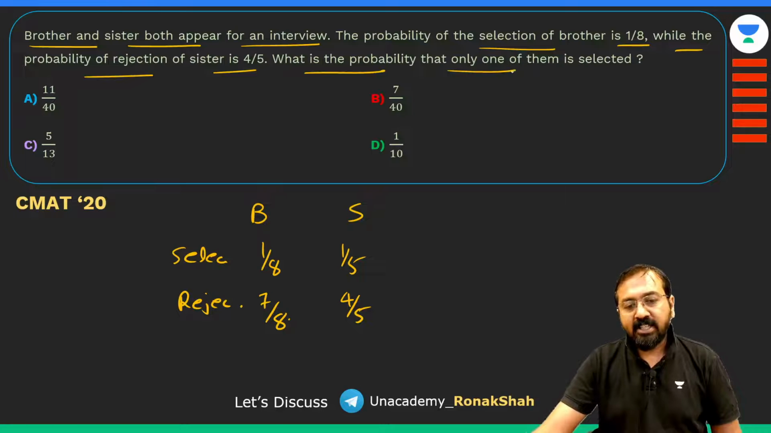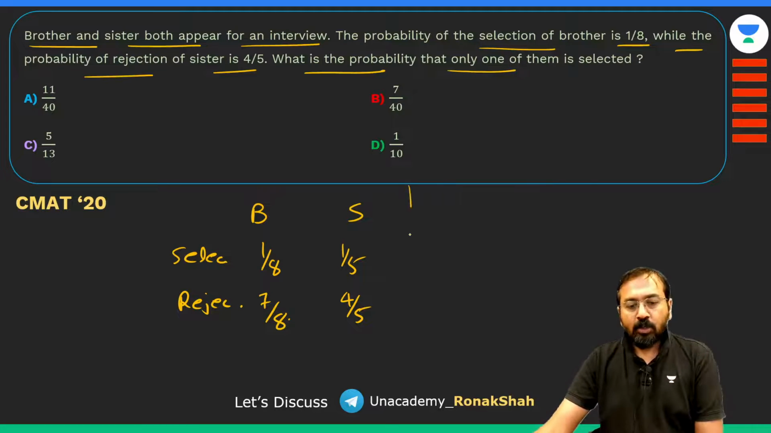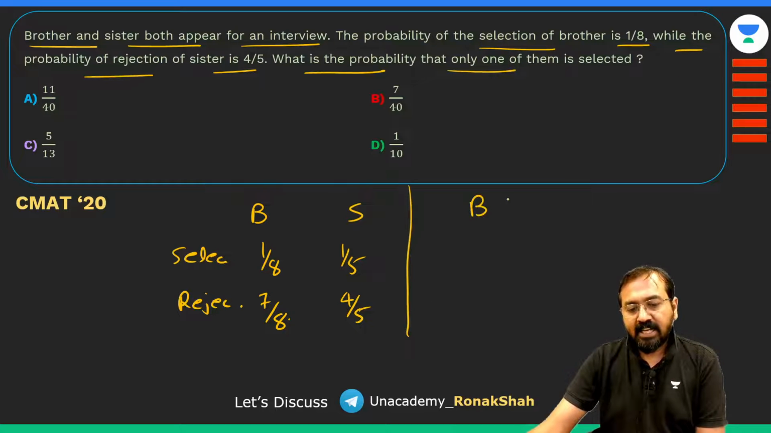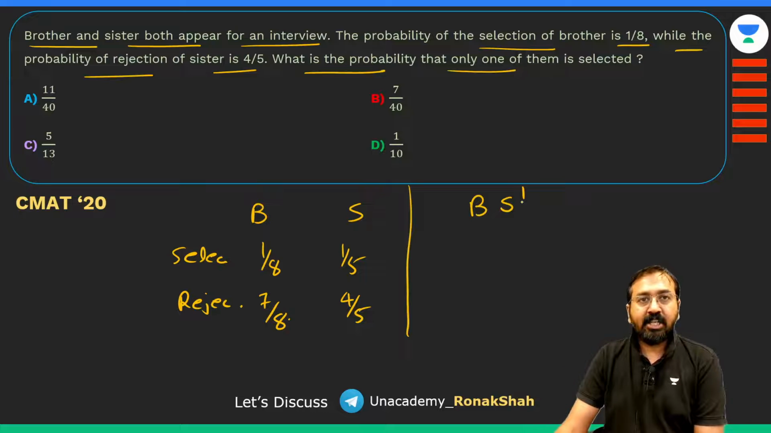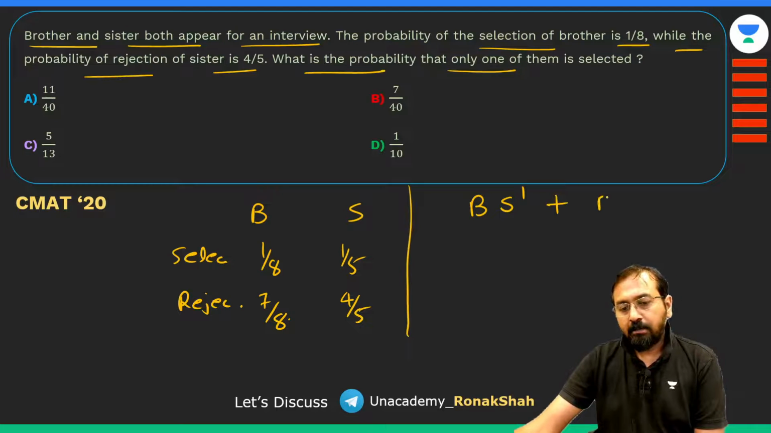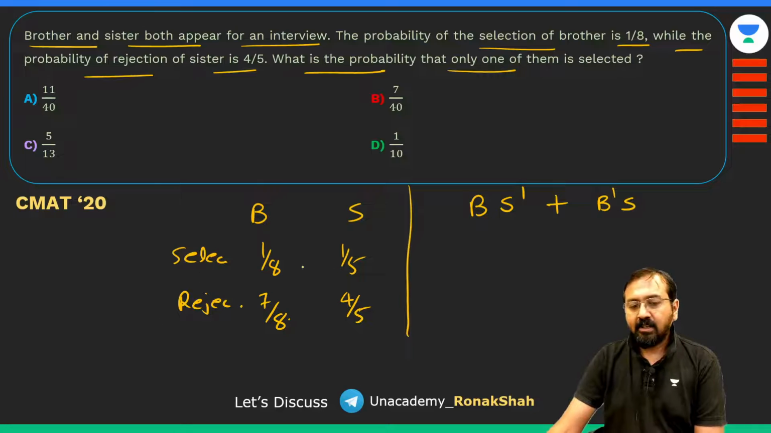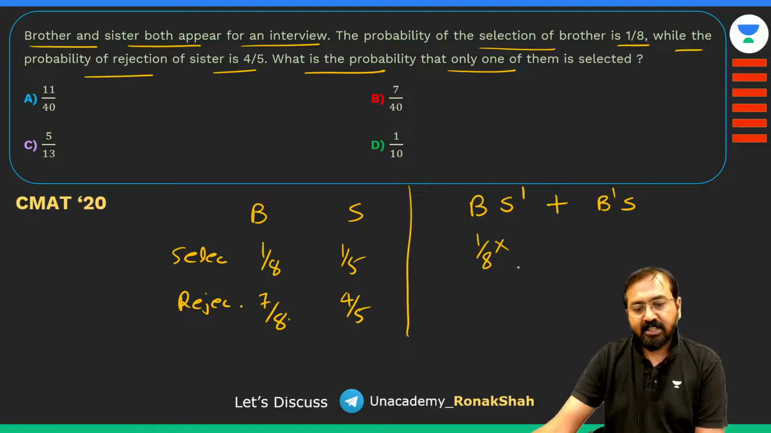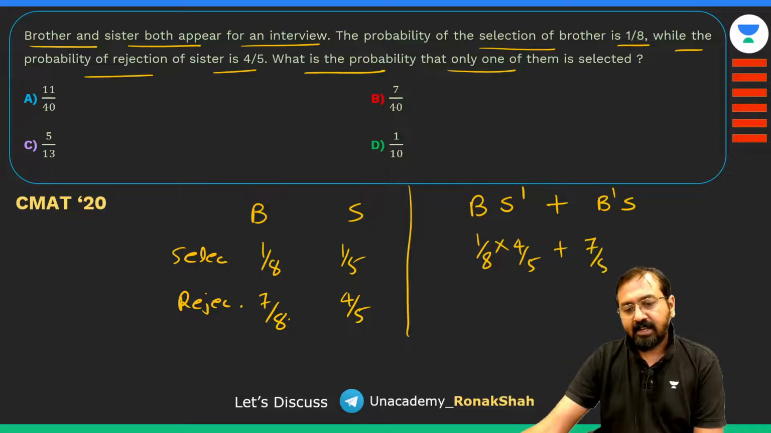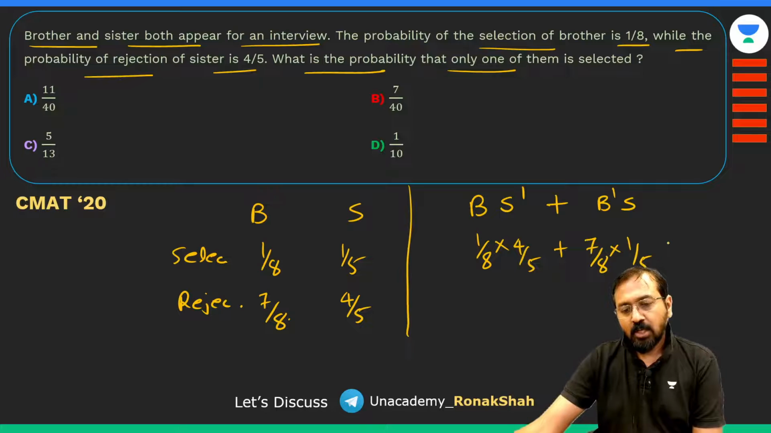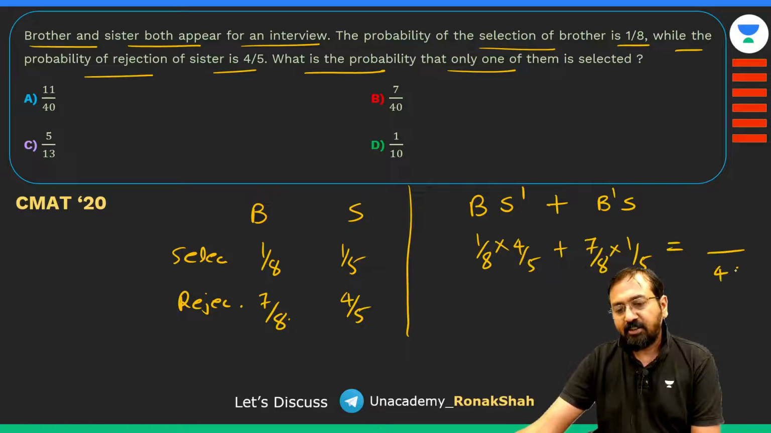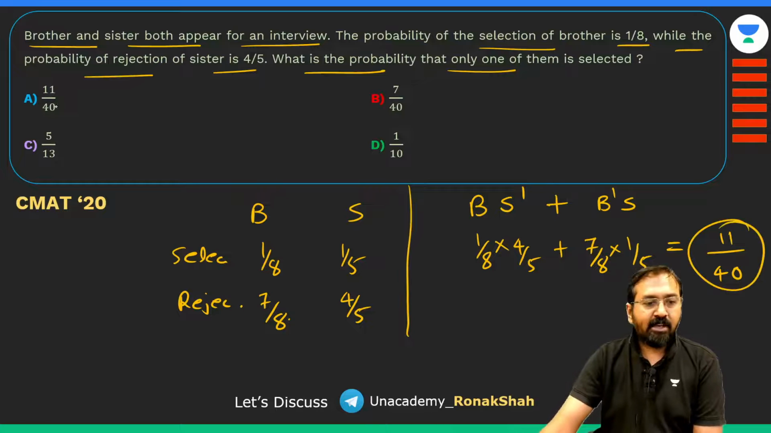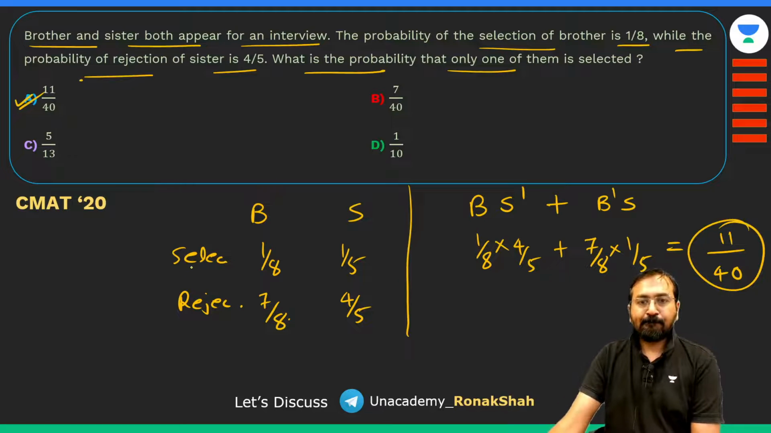What is the probability that only one of them is selected? Only one of them is selected means brother selected, sister rejected, or brother rejected, sister selected. So just put the values. Brother selected 1 by 8, sister rejected 4 by 5, plus brother rejected 7 by 8, sister selected 1 by 5. Solve this. Denominator is definitely 40. Numerator will be 4 plus 7, 11. So 11 by 40. Option A. That's your answer.